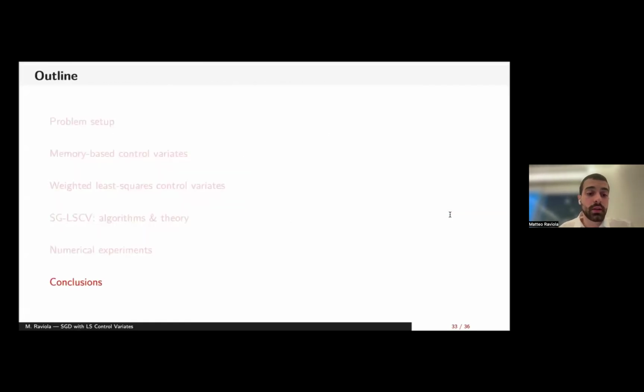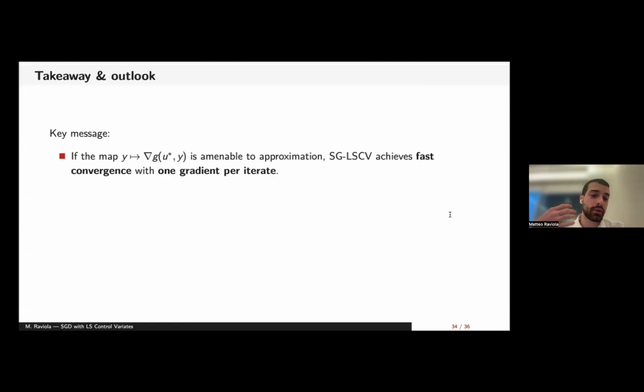Right. So this brings me to the conclusions, and if there's one message that I would like you to take away from my talk, it is this simple message: if the gradient at the optimal control as a function of the parameter is amenable to approximation, for instance, it's quite smooth as we have seen in PDE-constrained optimization settings, then we can and we should exploit this smoothness, this approximability, and in this case our algorithm achieves fast convergence with one gradient per iterate. So this is really the key message.